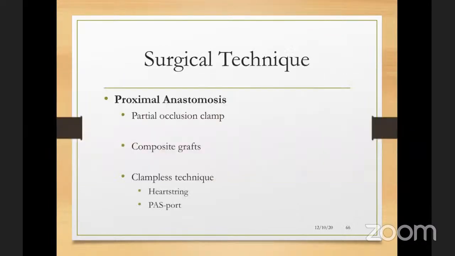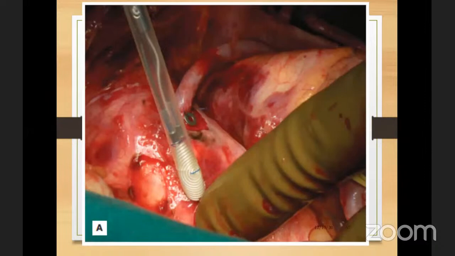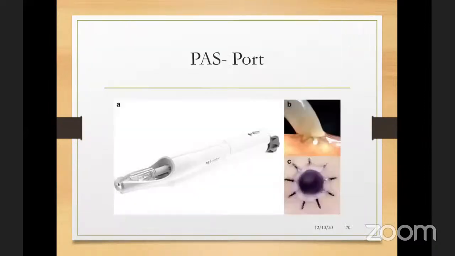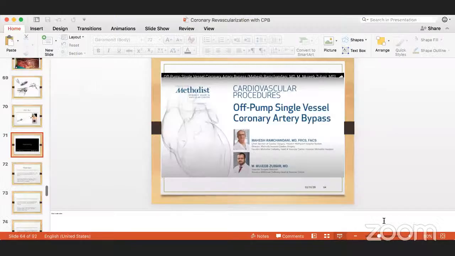The proximal anastomosis can be done with a partial occlusion clamp, or as a composite graft to the left internal mammary artery, or using a clampless technique like HeartString and PAS-Port. I'll show you a video of the HeartString.